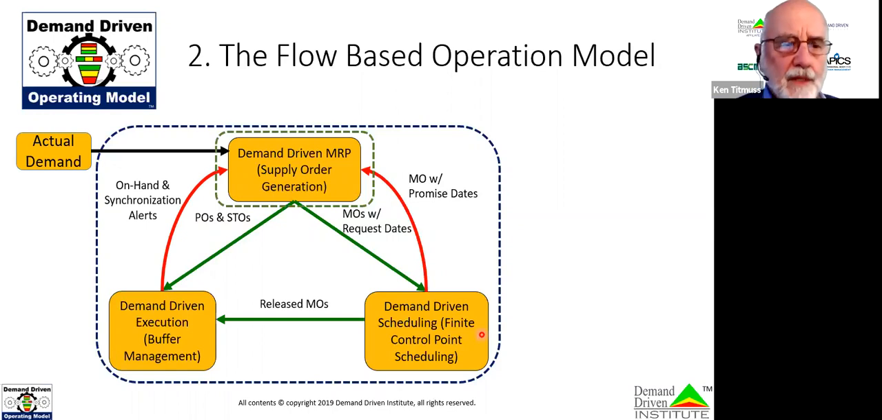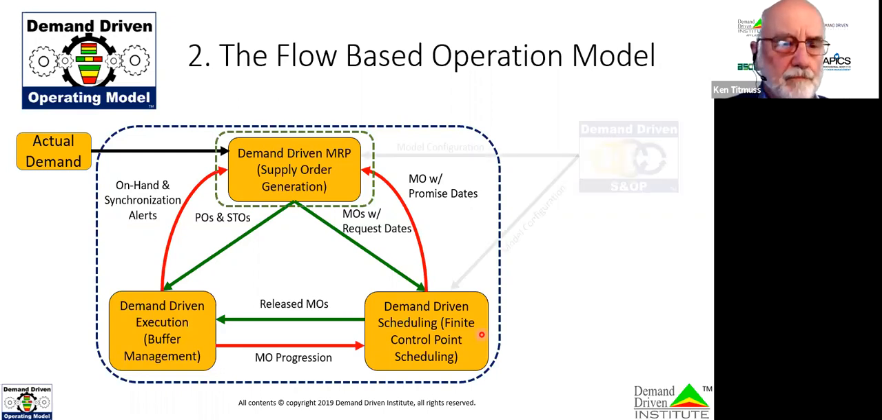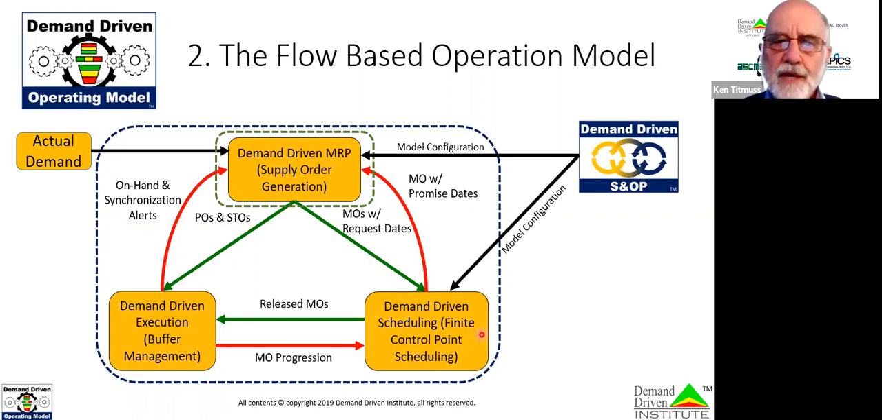But we also get these released manufacturing orders going down to the demand-driven execution portion of the operating model as well. And we'll be getting progression of those manufacturing orders coming back to the scheduling system. But it doesn't stop there, because we have this tactical demand-driven S&OP portion in our adaptive enterprise, which is providing the model configurations to drive the demand-driven MRP and the demand-driven scheduling.